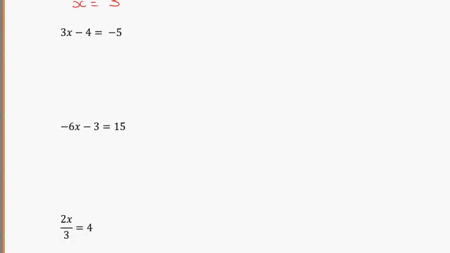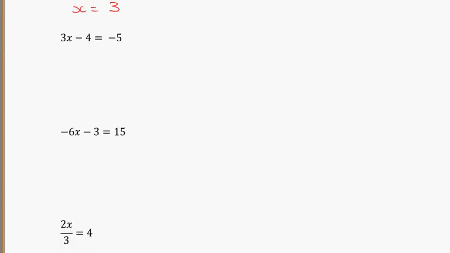Do the adding and subtracting first. We're going to undo the take away 4 by adding 4 to both sides. That goes out. 3x equals negative 1. And now we're going to undo the times 3 by dividing by 3 on both sides. And we've got x equals negative 1/3. So you don't always get whole number answers.